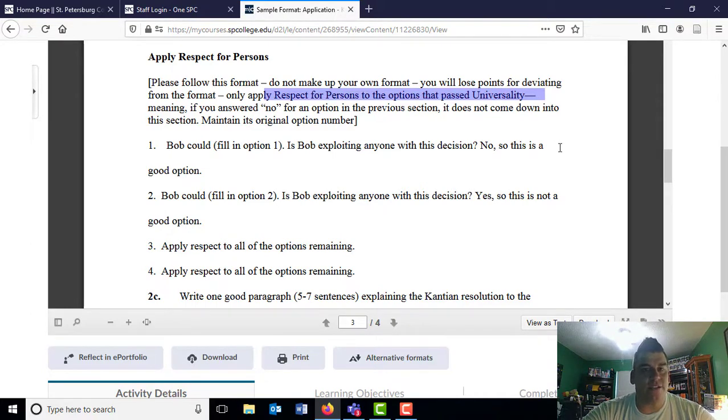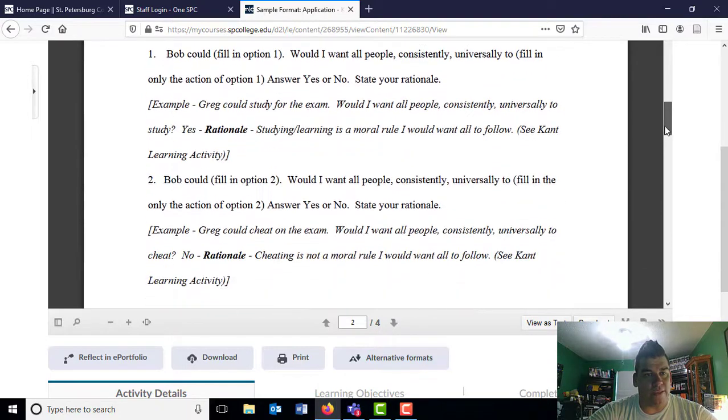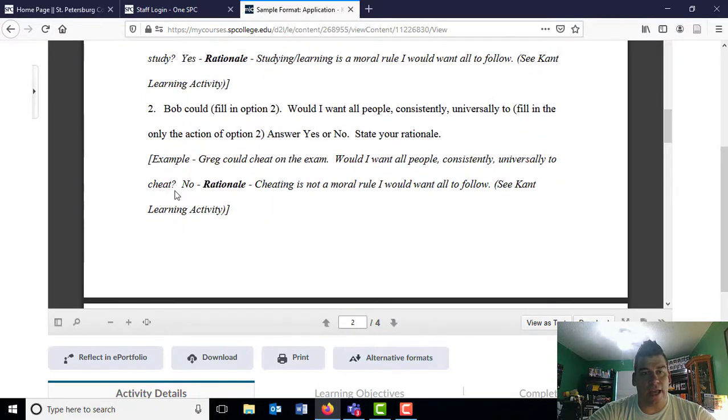Because as you'll see in the text and as we'll talk about in class, an option has to pass both universality and respect for persons to be a good option under Kant's theory. If it fails one of those, we're not taking it as an option. So if we go back up here for Greg, we said that Greg cheating was not universal. So we're not going to bring number 2 down. We don't have to worry about that, okay?